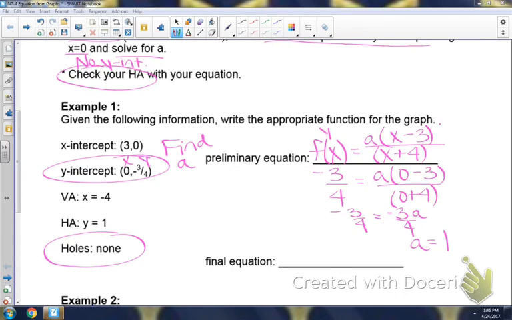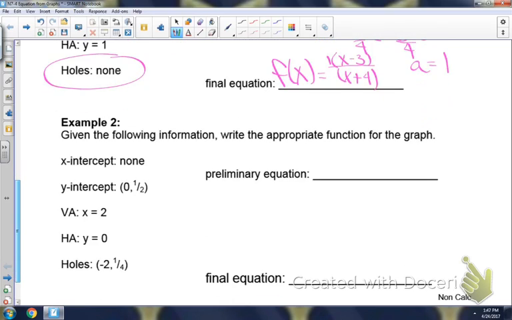So when we're writing our final equation, we have f of x equals, we're replacing a with whatever we found it to equal, which is 1. You don't have to write that 1 since that's the coefficient in front, but you can. And there's your function. You can check your answer by just plugging in. We know how to find the vertical asymptotes, we know how to find the horizontal, and then we also know how to find the x-intercept, so you can check it by doing what we were doing last week.